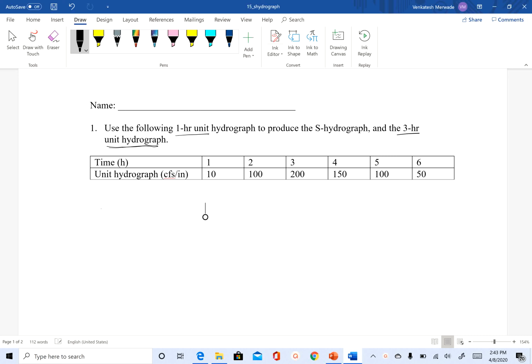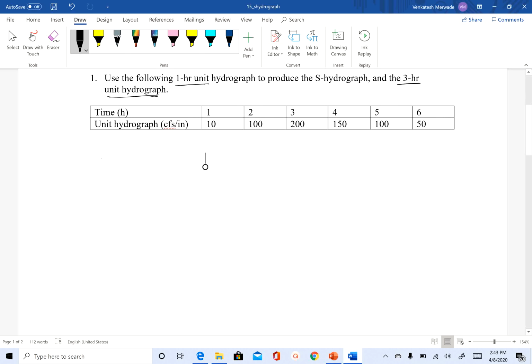If you remember from the previous video, we have 4 steps. The first step involves creating an S hydrograph from the unit hydrograph that is given to us. So I'm going to create a table here and rewrite our values.